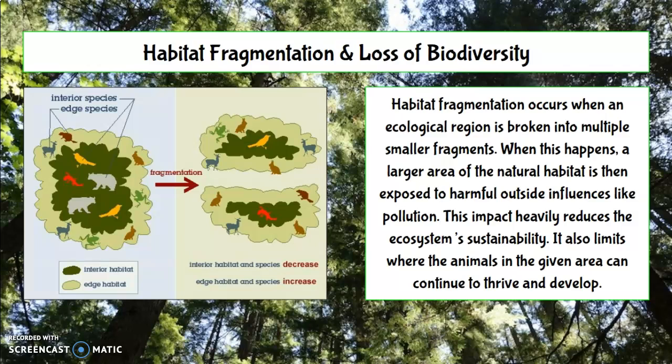Now, touching on biodiversity loss, in large, it is caused by habitat fragmentation. And habitat fragmentation occurs when an ecological region, as you can see here on the left, is broken into multiple smaller fragments, as you can see here on the right. When this happens, a larger area of the natural habitat is then exposed to a harmful outside influence like pollution. As you can see by the images here, the animals that were all around on the outside are now even more so on the outside. This impact heavily reduces the ecosystem's sustainability. It also limits where the animals in the given area can continue to thrive and develop.